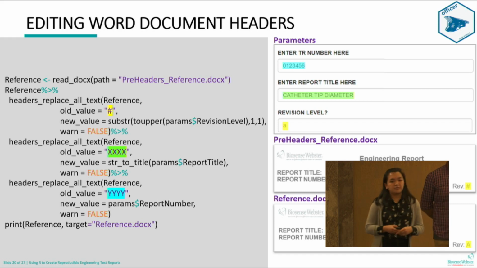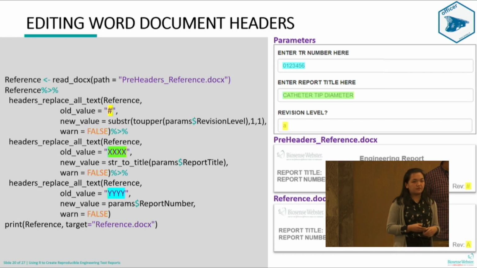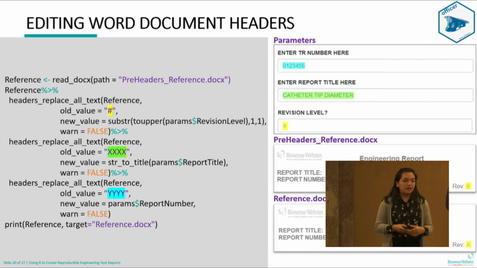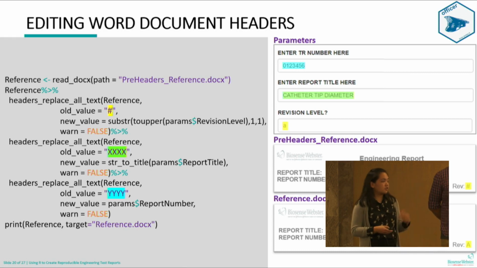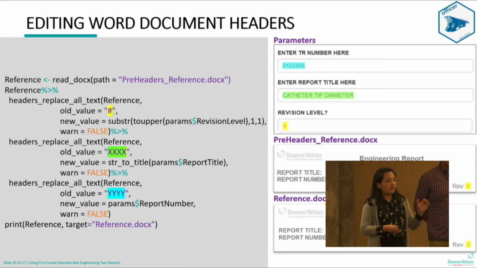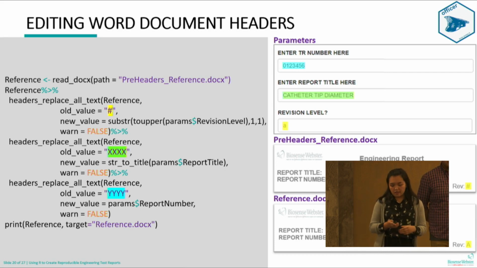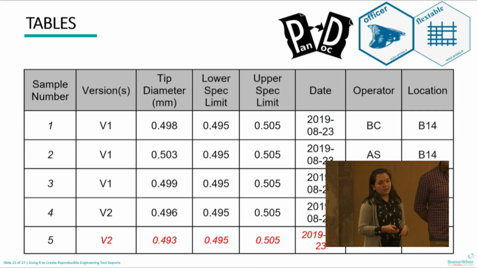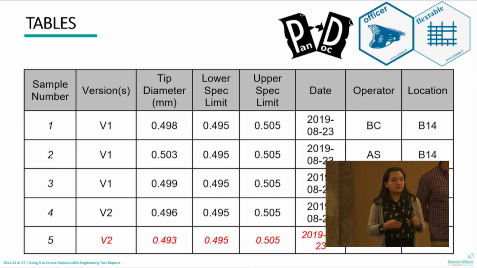is catheter tip diameter. And then the print function will save this in a specific path, and this will be the reference document that will be specified in the YAML header. That way, going forward, all the documents that will be printed by the user will be as such, because we wanted these titles and revision levels to appear in the actual output.